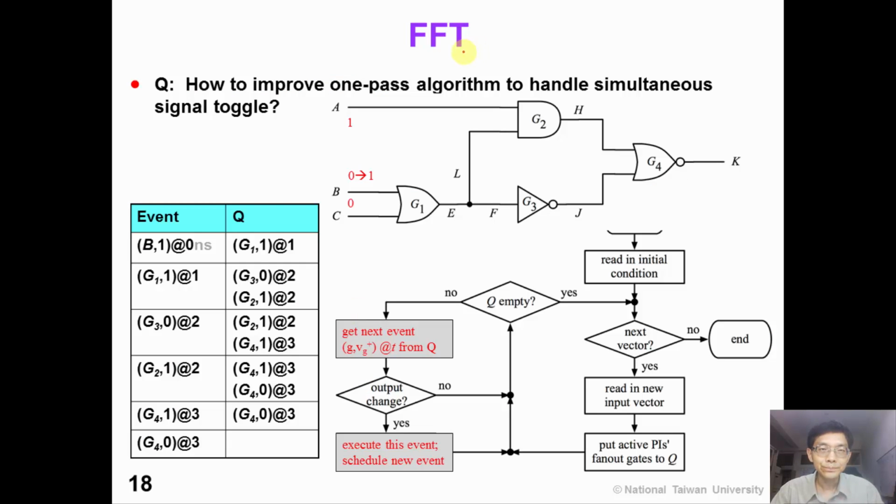Second question. The one-pass algorithm is good, but it cannot handle the simultaneous signal toggle. Can we propose a modification to the one-pass algorithm so that we can handle this simultaneous signal toggle problem?